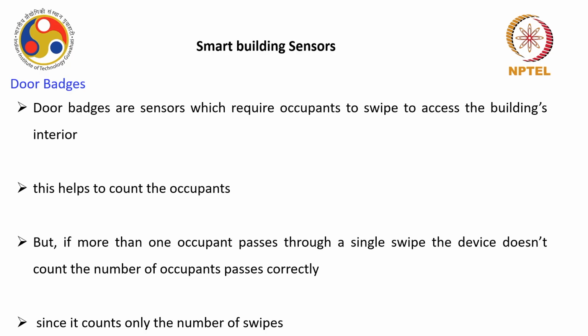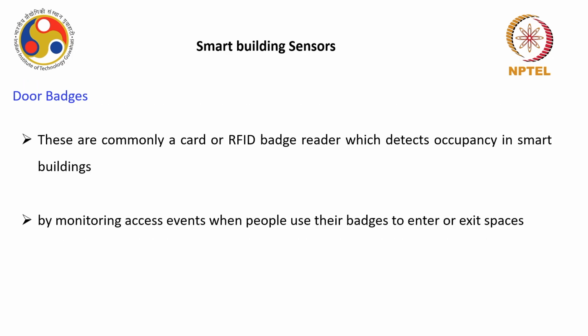Then you have door badges as a mechanical and threshold based occupancy sensor. Door badges are sensors which require occupants to swipe to access the building's interior. This helps to count the occupants, but if more than one occupant passes through on a single swipe, the device doesn't count the number of occupants passing correctly, because it counts only the number of swipes. Again, the problem is tailgating. If a certain level of tailgating is happening, it's very difficult to capture that using these door badges.